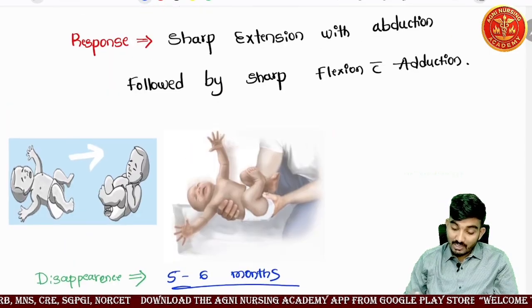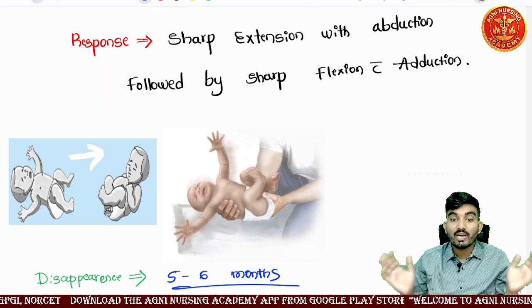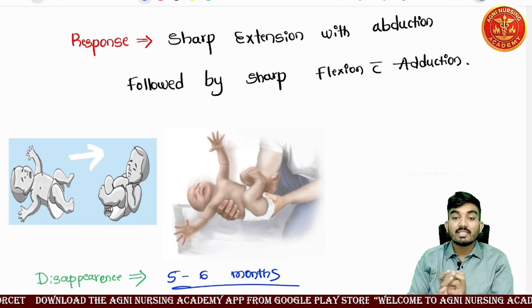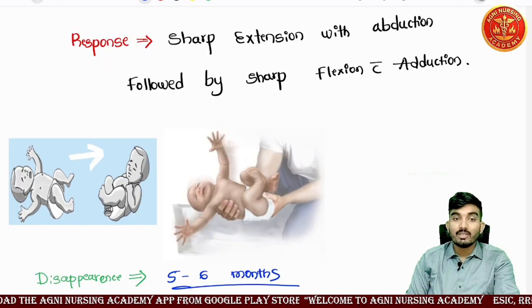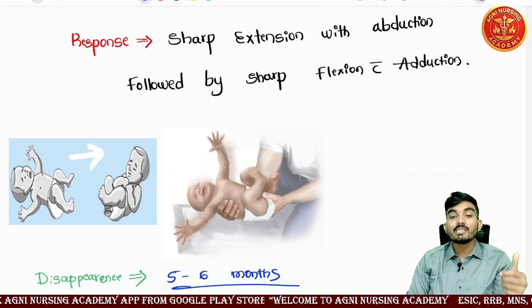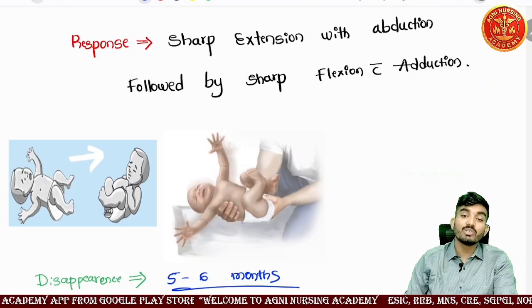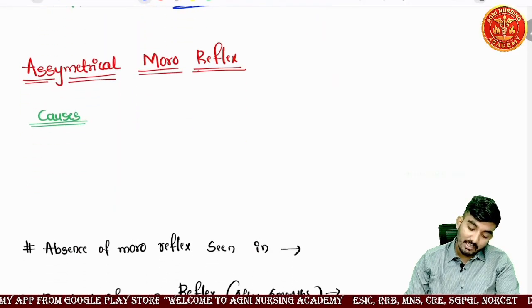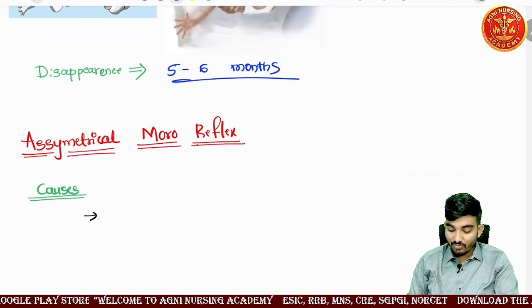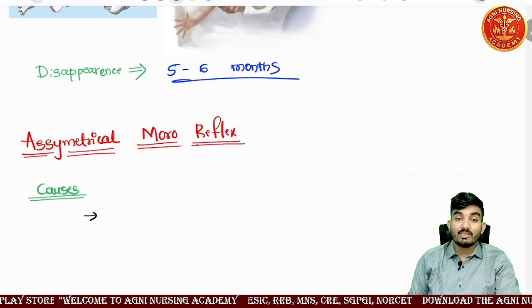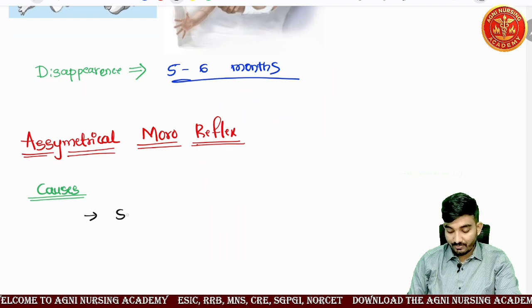The Moro reflex is bilateral, that is, symmetrical. Both hands equally show flexion and extension, adduction and abduction movements. But in some cases, what will happen? There is a unilateral, that is asymmetrical, movement in some cases. During the delivery, some injury can occur. In what cases does the asymmetrical Moro reflex occur? Sometimes during delivery, dislocation of the shoulder occurs. Shoulder dislocation.